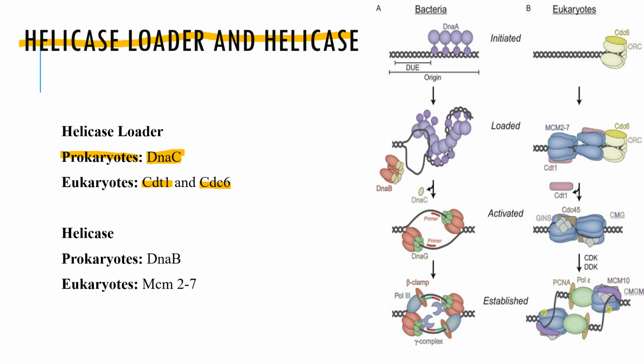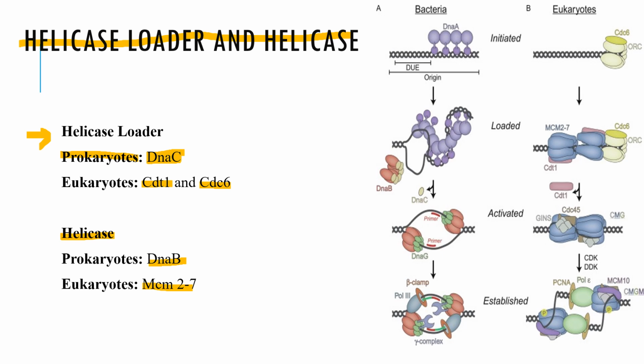Next is the helicase. In case of prokaryotes, the helicase is DnaB, and in eukaryotes, the helicase is MCM2-7. You have to remember all these names. After 2 to 3 times when you memorize them, it will be easy for you. So the helicase loader is required for the loading of helicase. As long as the helicase loader is available, helicase can be loaded.